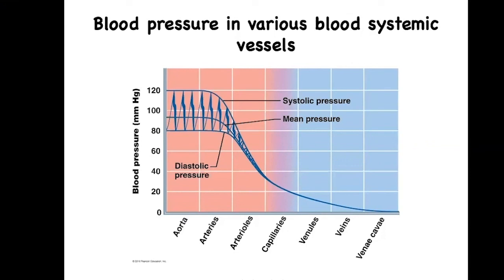Notice by the time you get to the arterioles, there is very little difference between systolic and diastolic pressure. You are too far away from the pump. Also notice by the time that you get to the vena cava, the veins that empty into the right atrium, the pressure is about 0 millimeters of mercury.